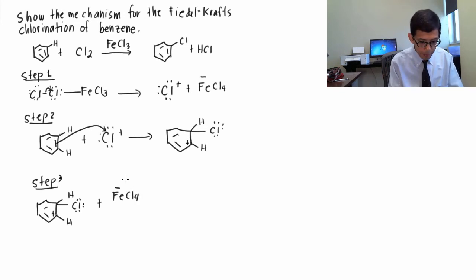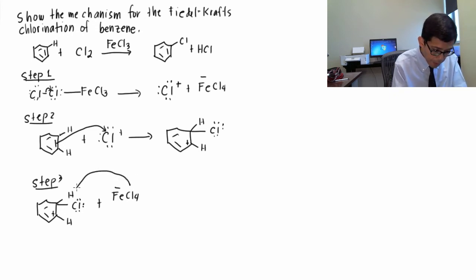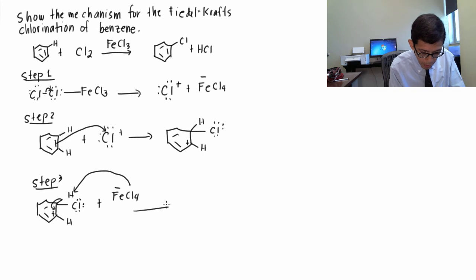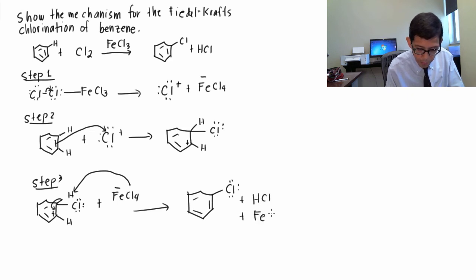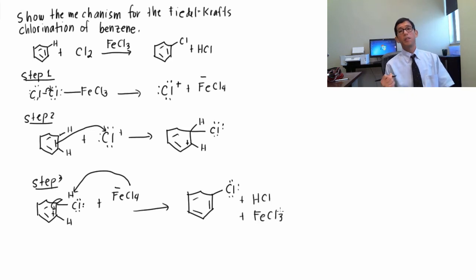So what will happen is one of the chlorines on FeCl4 minus will grab that H. That bond between the carbon and the H goes between those two carbons, and now you re-establish aromaticity in the ring, and that H is gone, and now you only have that Cl. In the process you produce HCl, and FeCl3 is regenerated.